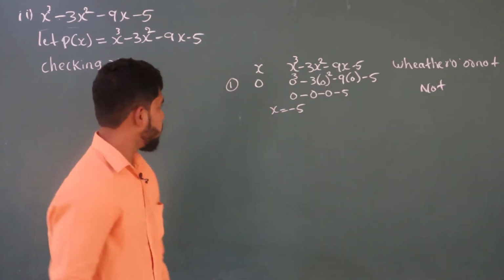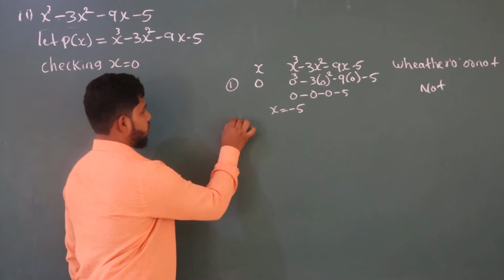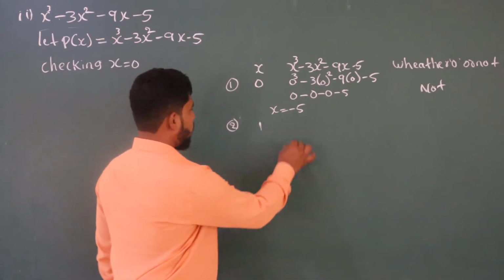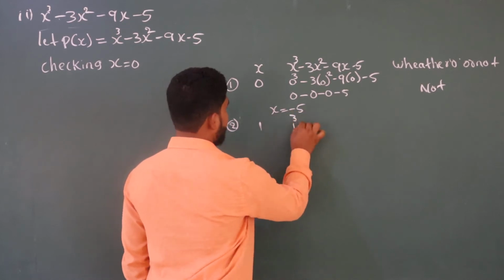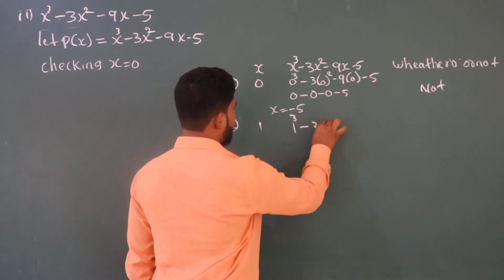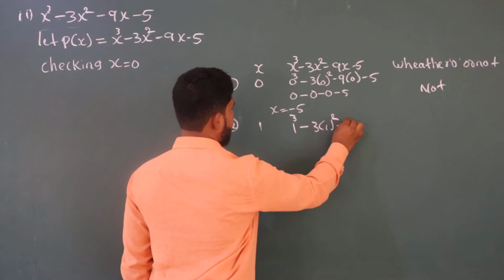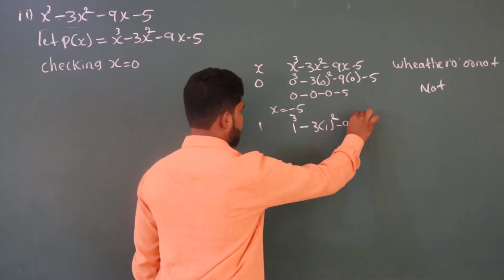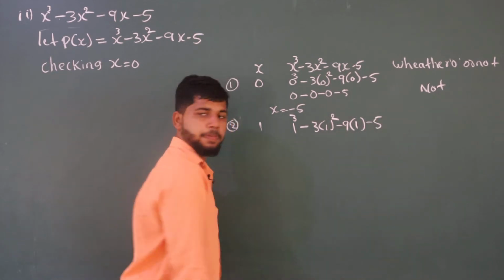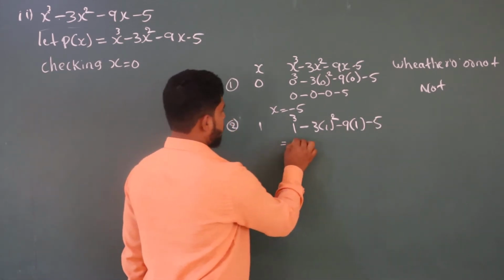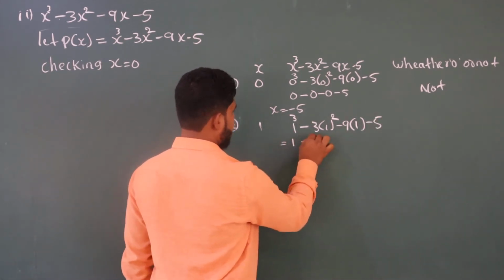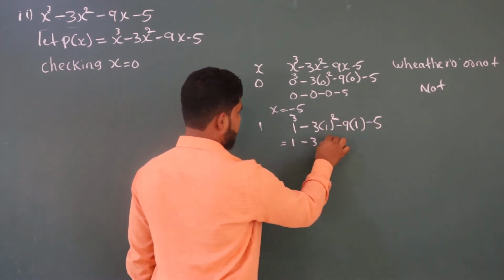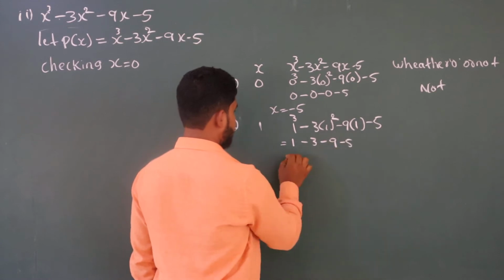So 0 is not a root. Now checking through 1. If you are taking the value 1 in the place of x: 1 cube minus 3 times 1 square minus 9 times 1 minus 5. Now 1 cube means 1, 1 square means 1, minus 3, minus 9, minus 5.